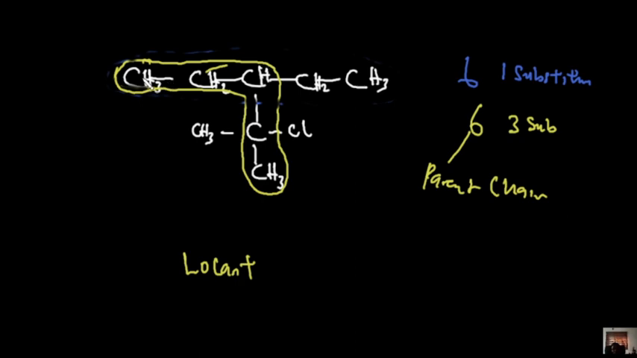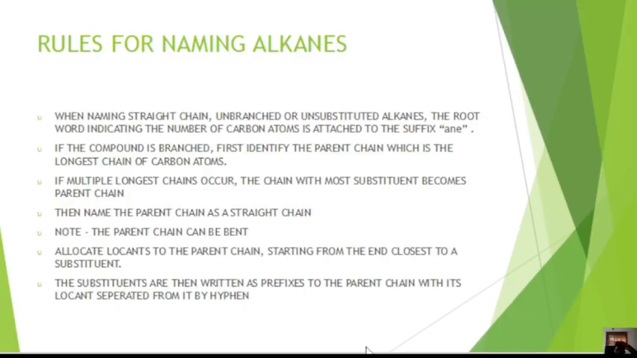If you count from here, you have 1, 2, 3 before you get to the first substituent. But when you're counting from here, you count 1, 2, and you have a substituent already, which means this side is closer to a substituent than this side. Hence, we are going to be giving the numbers from here. So this is carbon number 1, this is carbon number 2, this is carbon number 3, this is carbon number 4, and this is carbon number 5. Having said this, what else do we need to do? So we've allocated the locants as we are asked to do.